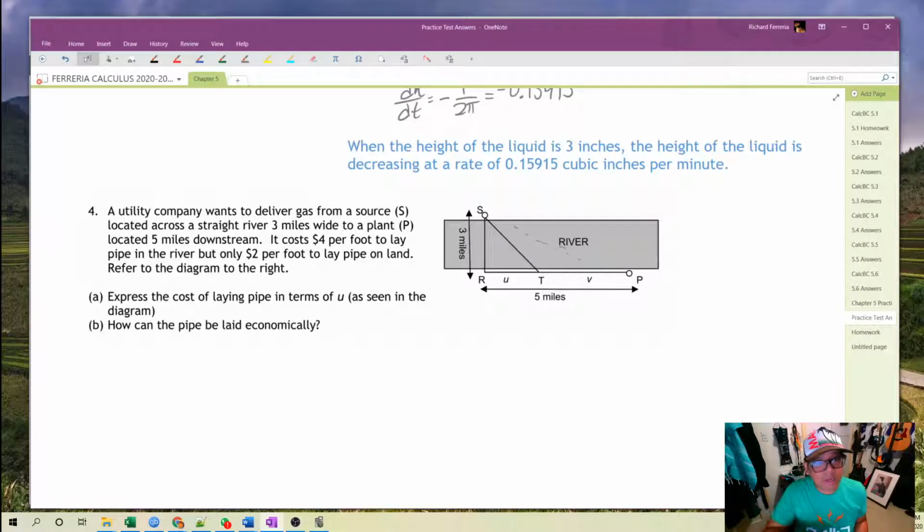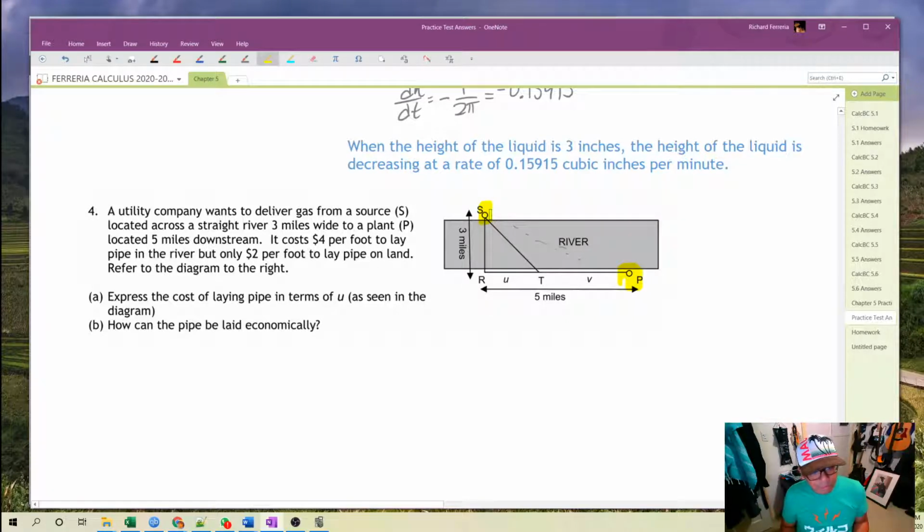A utility company wants to deliver gas from a source S to the plant P across a 3-mile wide river, and P is located 5 miles downriver from S. Of course, it's more expensive to put pipe down in the river, so that costs $4 per foot. And of course, on land, it's significantly less. It's only $2 a foot on land. So refer to the diagram on the right.